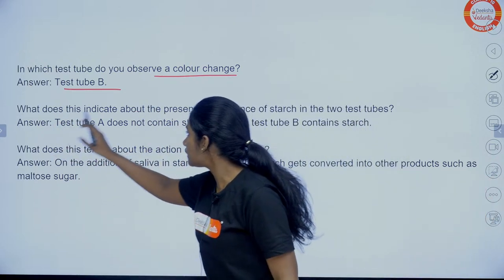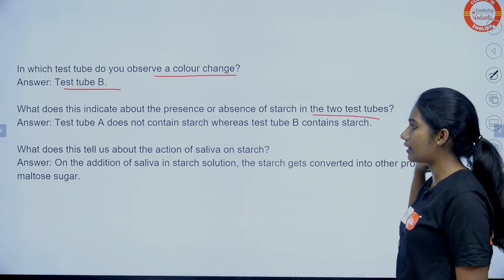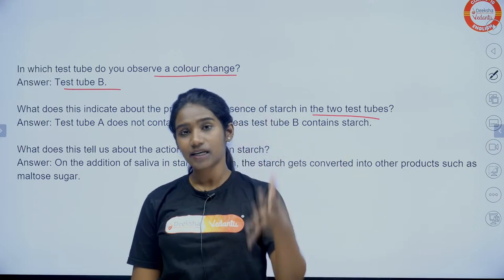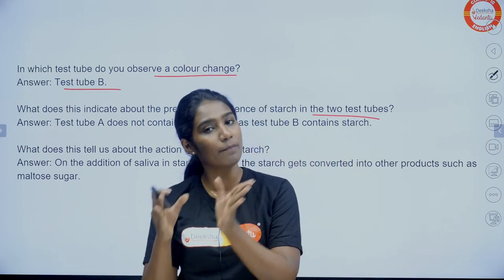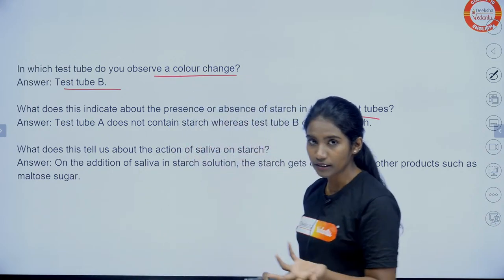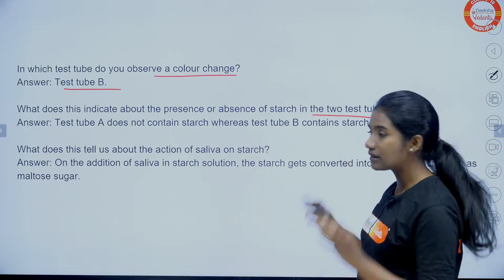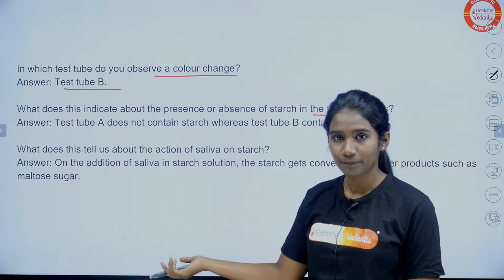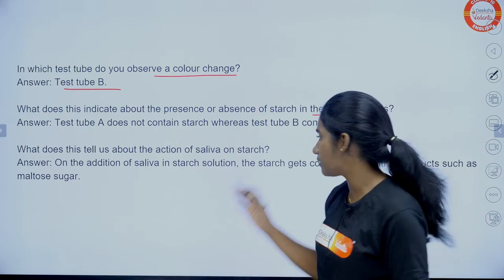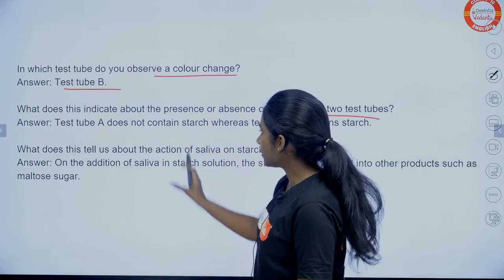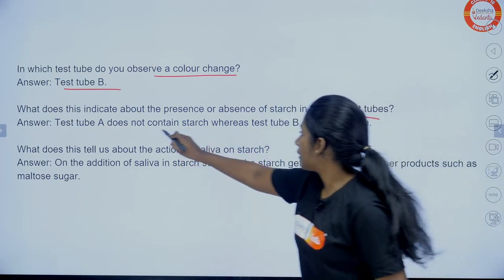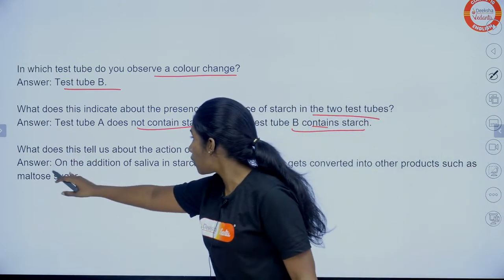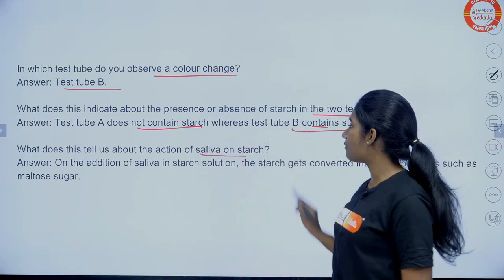Then, what does this indicate about the presence or absence of starch in both test tubes? In test tube A, like I told you, there is no starch because we added saliva and the salivary amylase converted starch into maltose. Whereas in test tube B, the starch remains as it is because there is no salivary amylase. We didn't add any saliva, right? So you will have to mention that test tube A does not contain starch, whereas test tube B will have starch.